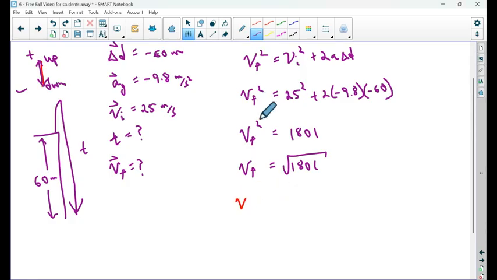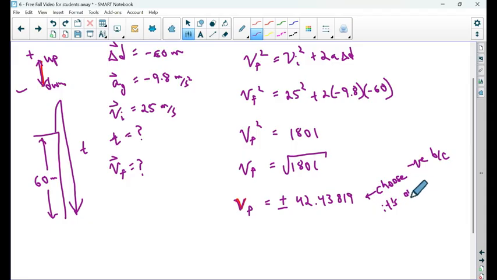Now, why is it turning red? Guess that's fine. Final velocity. Now, it's going to be plus or minus, right? Because we're taking the square root. 42.43819. It's plus or minus. We're going to choose negative because it's down. We know the negative has got to be the one we want as a solution for that.